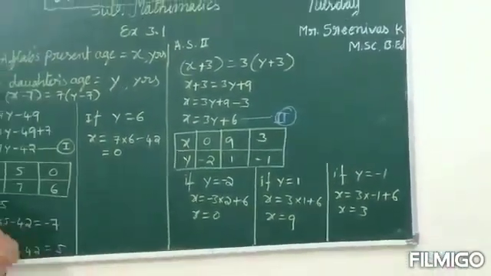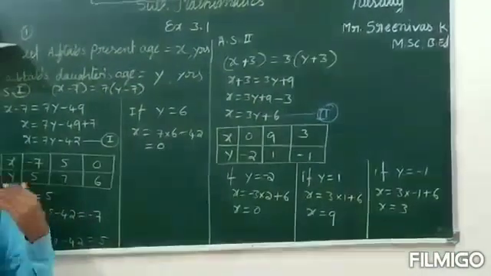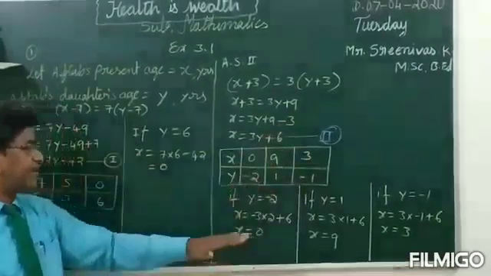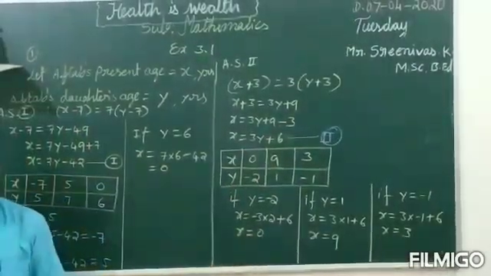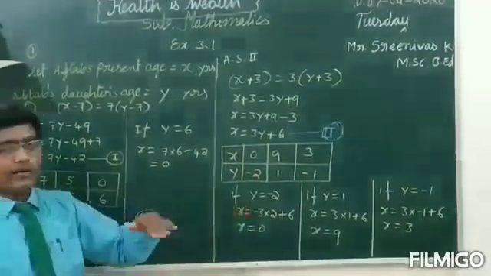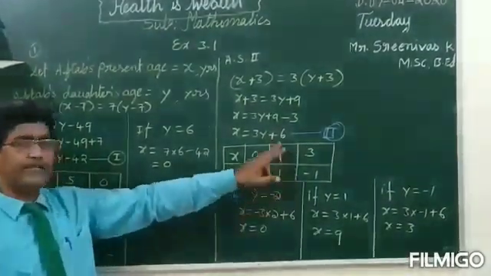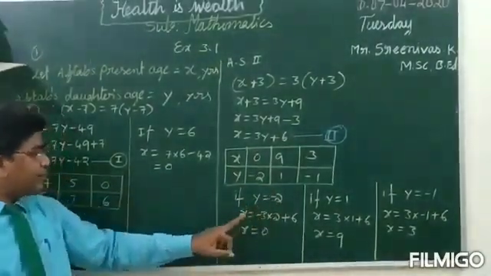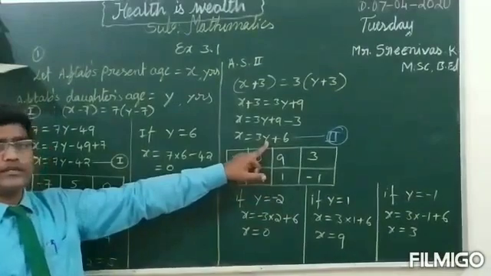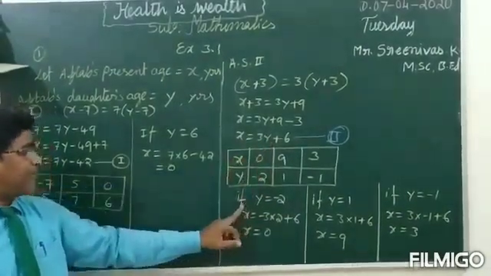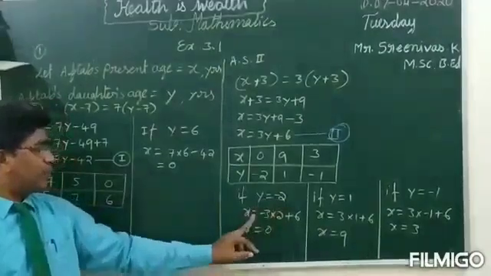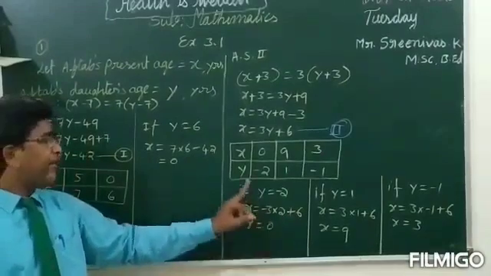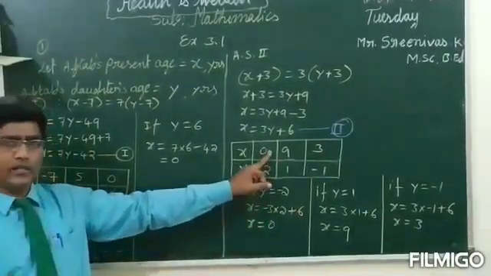Clear to you? Then we want to find the coordinate points of this equation. For that we are taking the values of y to get the values of x. According to my convenience I am taking these values; you can take any values to show on the graph. So if y equal to minus 2, substituting in equation number 2, x equal to 3 into minus 2 plus 6, you will get x equal to 0. I mean y equal to minus 2, then you are getting x equal to 0.